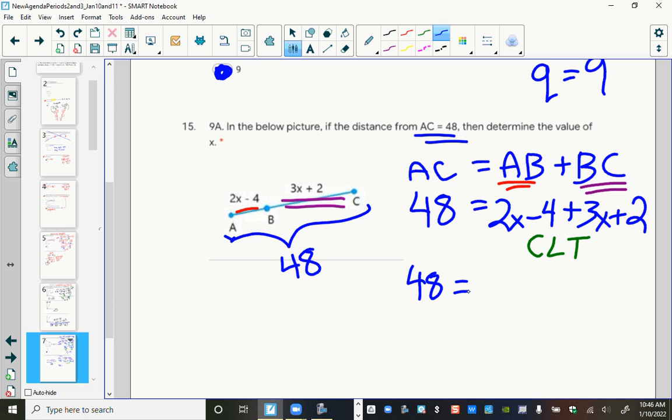Well, what terms can we combine on the right side of the equal sign? One at a time. We can combine the x's, so when we combine the x's, what do we get? We get 5x. All right. What other terms can we combine? If you do negative 4 plus 2, that's negative 2.